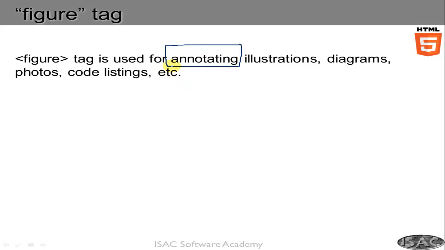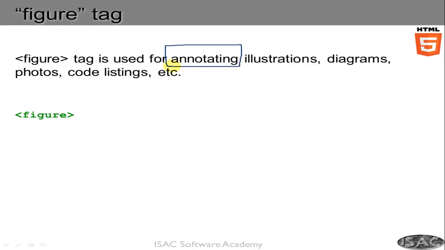So let us assume you have a particular illustration or a diagram or photo or code listing and you want to write about that at the bottom of it. Let us assume I push 3 pictures and I want to display 2-3 lines about that below just the picture, or I want to write a diagram or something like that. So that is what it is used for, figure.